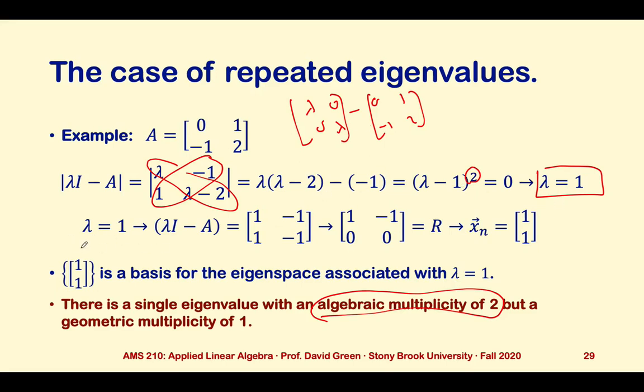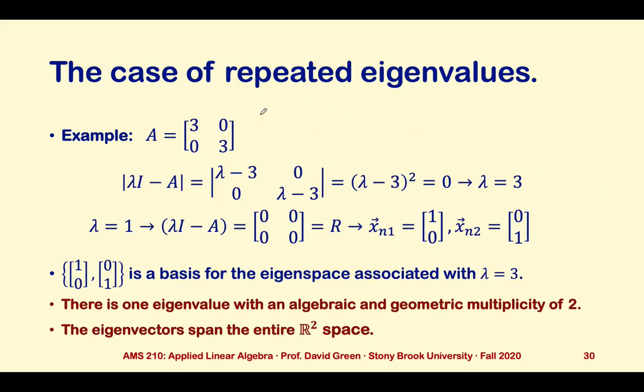When we plug lambda equals 1 into this expression, we get a matrix of 1, minus 1, 1, minus 1. A single step of elimination takes us to a reduced row echelon form with a single pivot and one free variable. We set the free variable equal to 1 and pull out the pivot value from our reduced row echelon form to give us one basis vector. The eigenspace associated with this eigenvalue is one-dimensional. It has a geometric multiplicity of 1. They are not the same.